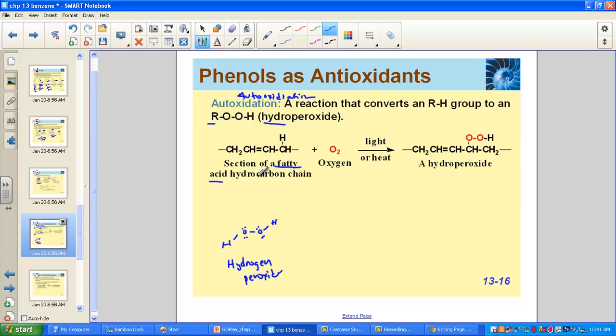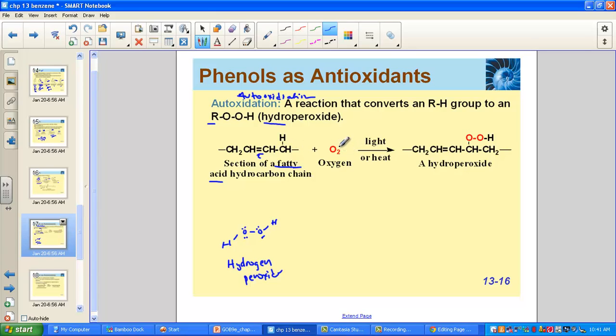At this particular point, we may or may not have background knowledge on fatty acids, but they're extremely long carbon chains that are not saturated. So in other words, right here is a double bond, giving me an alkene. I don't know how many carbons there are, I just know that's an extremely long chain.